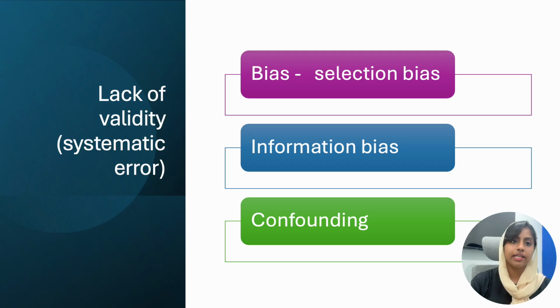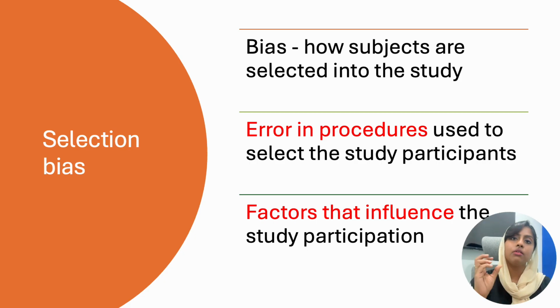Now let's take a look at different types of systematic error. One is bias and the other one is confounding. In bias, you have selection bias and information bias. In this lecture, we'll be mainly dealing with bias. So let's take a look at selection bias. What is selection bias? As the name suggests, the bias that occurs while you select the subjects is called selection bias.